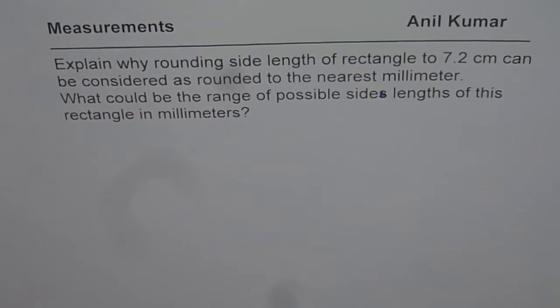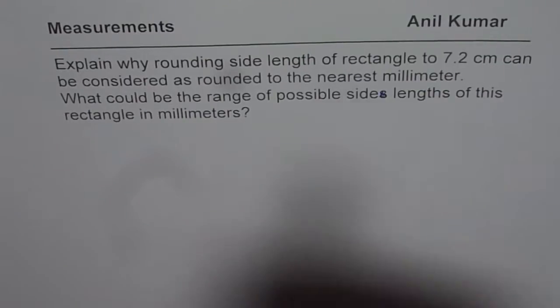I'm Anil Kumar. Here is an application question on rounding to the tenth place, or rounding decimal numbers. The question is: explain why rounding the side length of a rectangle to 7.2 centimeters can be considered as rounded to the nearest millimeter. What could be the range of possible side lengths of this rectangle in millimeters?